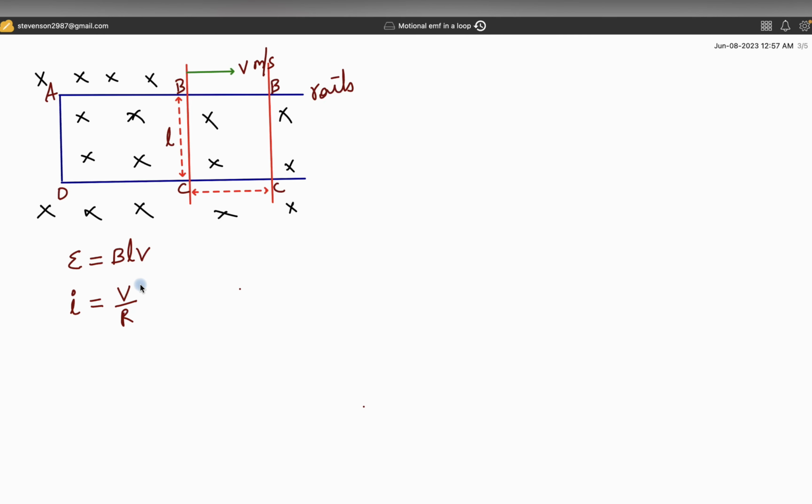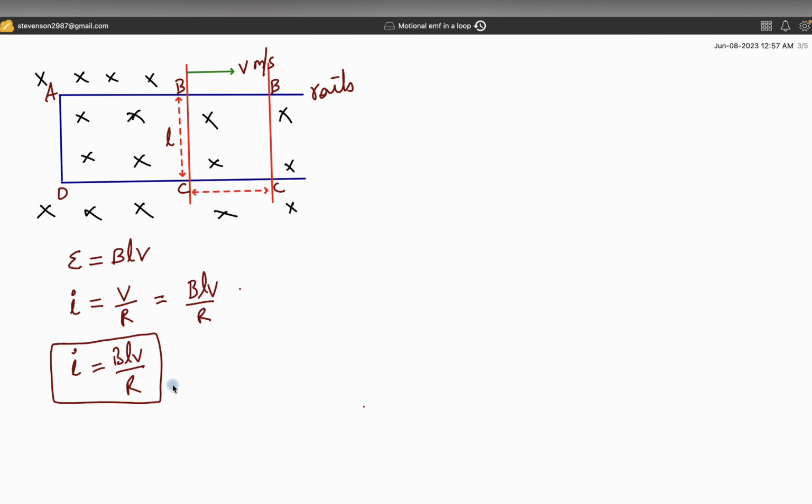So now what is this induced EMF here? That potential difference for us is BLV, which is the induced EMF, over R. So this is our expression for I. BLV over R is the expression for the induced current. Fine. But what is the direction of this induced current?